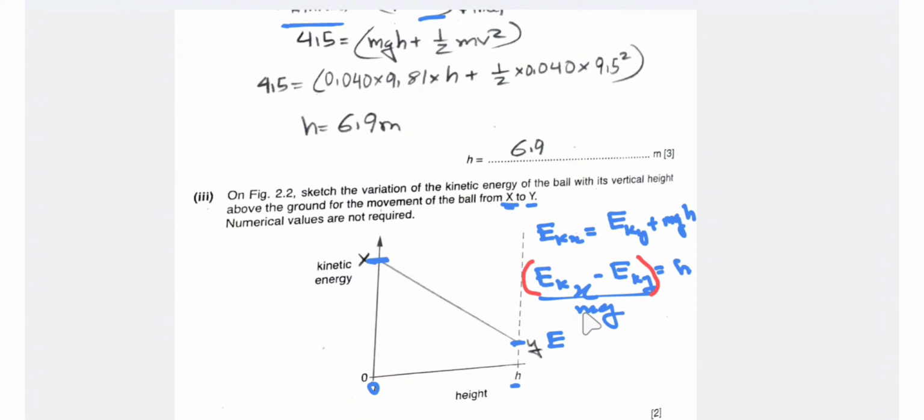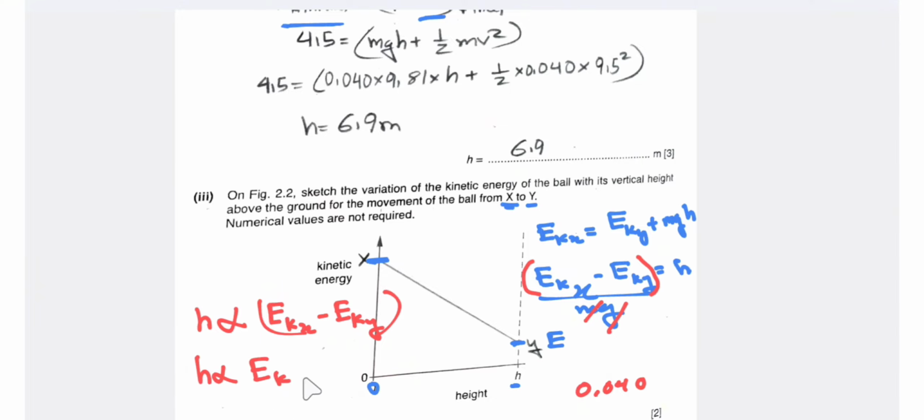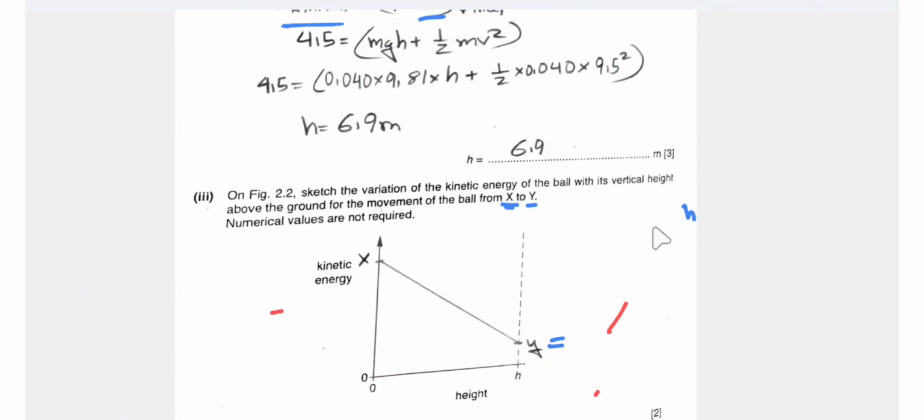So mass and gravitational field strength have constant values. Gravitational field strength has a value of 9.81, so it is a constant, and mass has a value of 0.040, so mass is also constant. That means height is directly proportional to kinetic energy at x minus kinetic energy at y, or simply height is directly proportional to kinetic energy. Since it is a proportional graph, it has to be a straight line. So we have drawn a straight line, that is the kinetic energy against height graph.